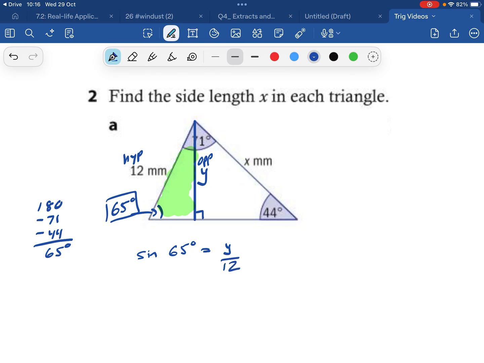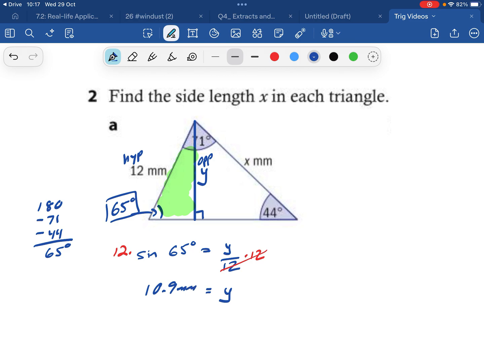And how do we solve that? Well, I want to get the Y by itself, so I'm going to do the inverse operation, multiplying by 12, which cancels those out. And then I'm going to multiply this side by 12. And so once I stick that into my calculator, Y ends up being approximately, if I round it to three significant figures, 10.9 millimeters.